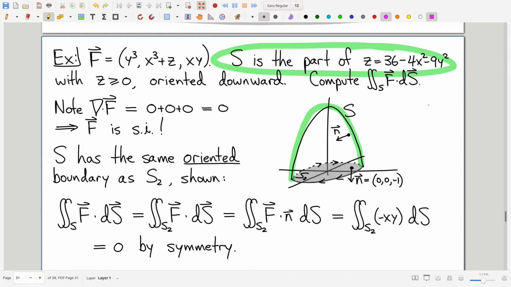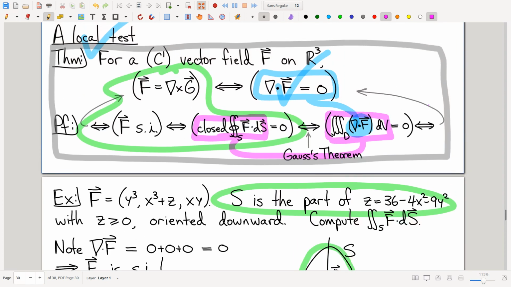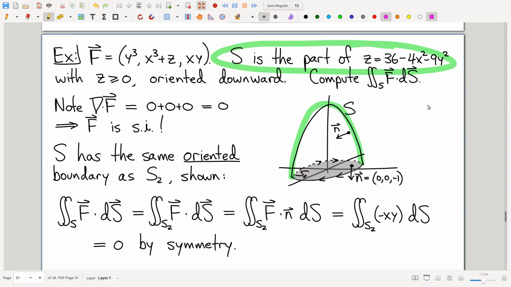Because, per this test up here, if you want to know if your vector field is surface independent, take the divergence. See if you get 0. If you do, yay, surface independence. Knock yourself out, pick whatever new surface you want. You've got to preserve that boundary, of course. But feel free to use surface independence. So, easy price to pay here. We compute the divergence. We get 0. Boom, surface independent. Now we have tremendous power on this problem, right?